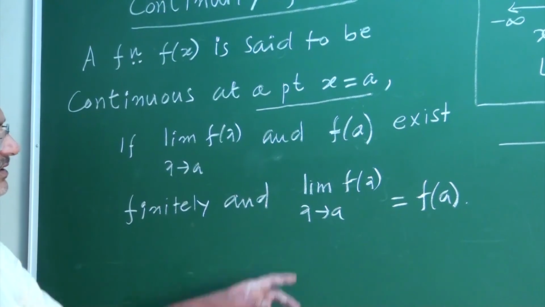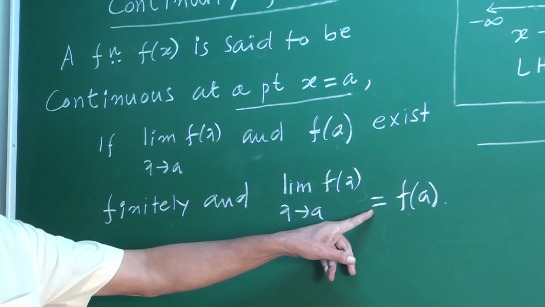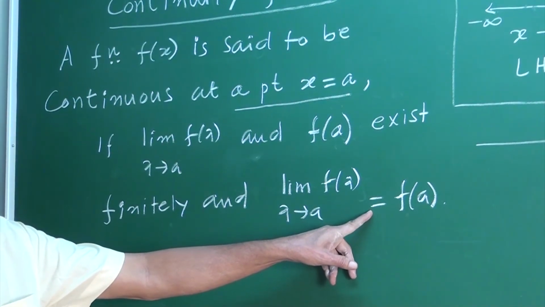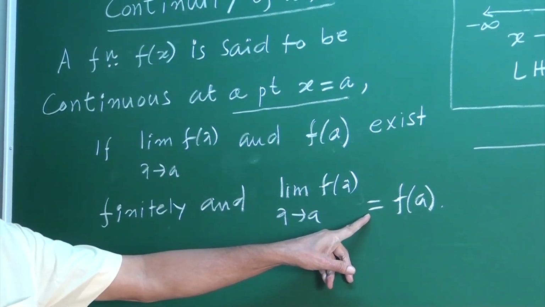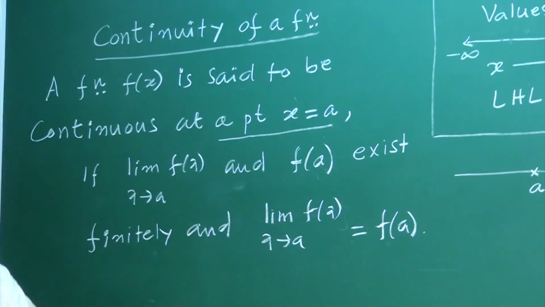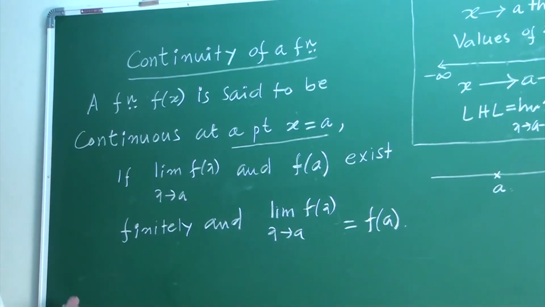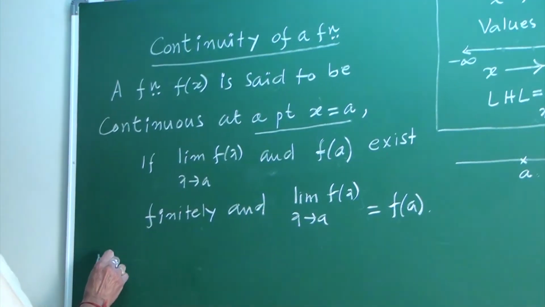Otherwise, if any one among the two doesn't exist, or both exist but are not equal, in that case the function is said to be not continuous, or discontinuous, at the point x equal to a. But we know what that node is.